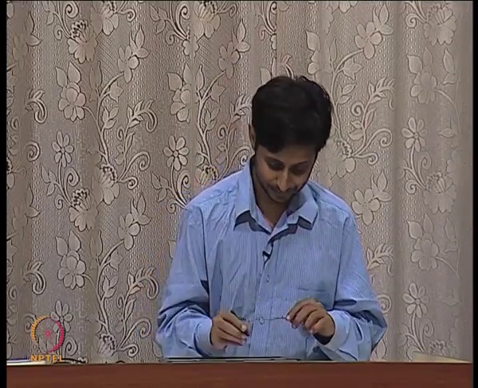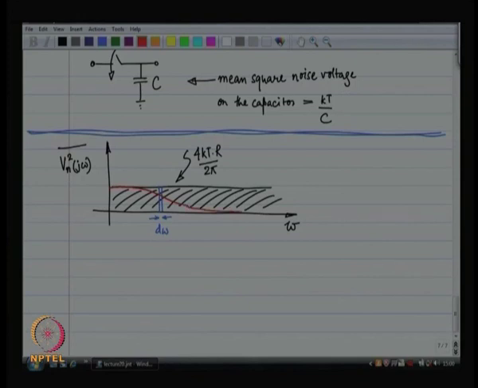Now, this noise is passing through a low pass filter, and the low pass filter has a cutoff frequency of 1 by RC. That is the fun part. Now, when you pass this noise through a low pass filter, what you get is this. This is what comes out of the filter, only this portion comes out of the filter.